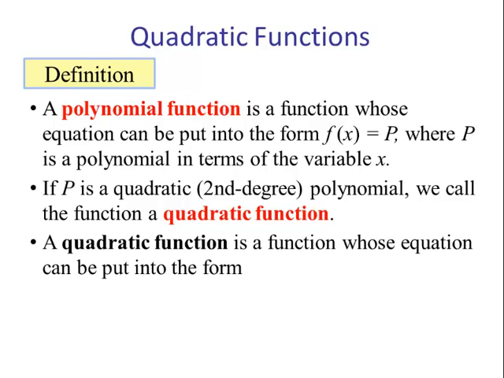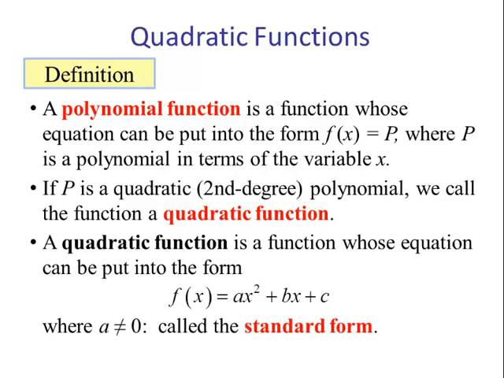A quadratic function is a function whose equation can be put in the form f of x equals ax squared plus bx plus c, where a is not equal to 0, called the standard form. A cannot be equal to 0 because this would disappear and we would be left with a linear function. A, b, and c are coefficients.